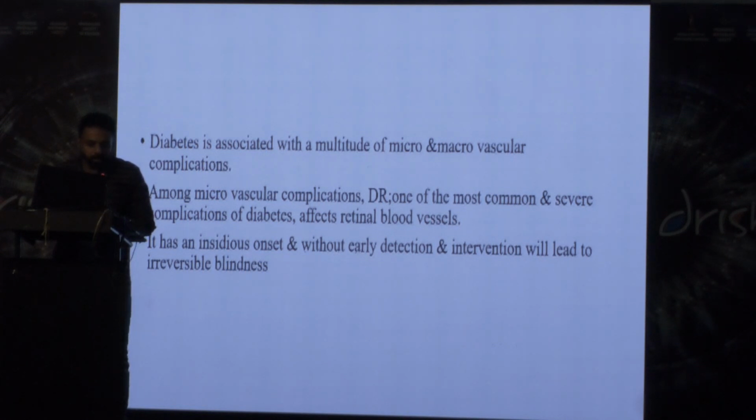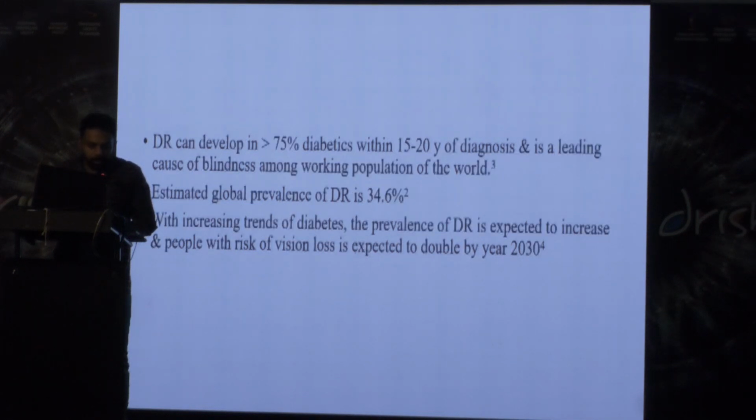It has an insidious onset, and without early detection and intervention will lead to irreversible blindness. Diabetic retinopathy can develop in more than 75% of diabetics within 15 to 20 years of diagnosis, and is a leading cause of blindness among the working population of the world. The estimated global prevalence of diabetic retinopathy is 34.6%. With increasing trends of diabetes, the prevalence of diabetic retinopathy is expected to increase, and the number of people at risk of vision loss is expected to double by the year 2030.